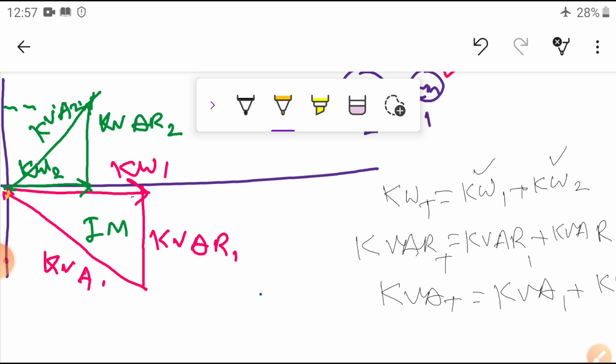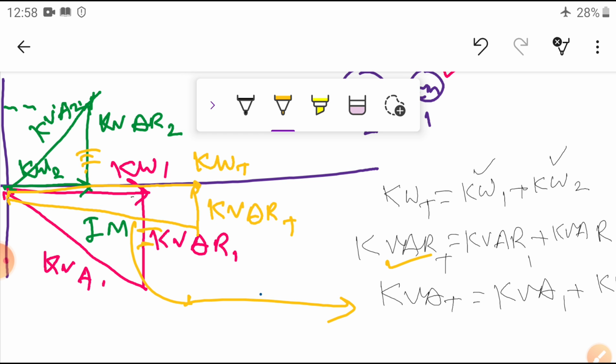For example, this is kWt total. Now this value minus this value, we are going to get this value. That is equal to kVART, this value. Now the angle is phi.